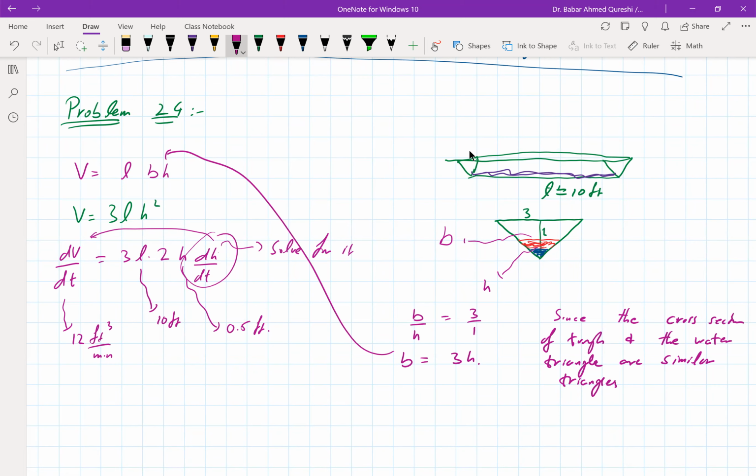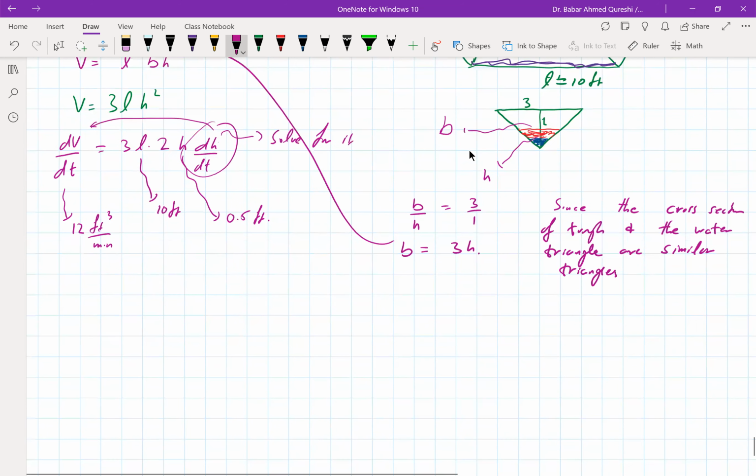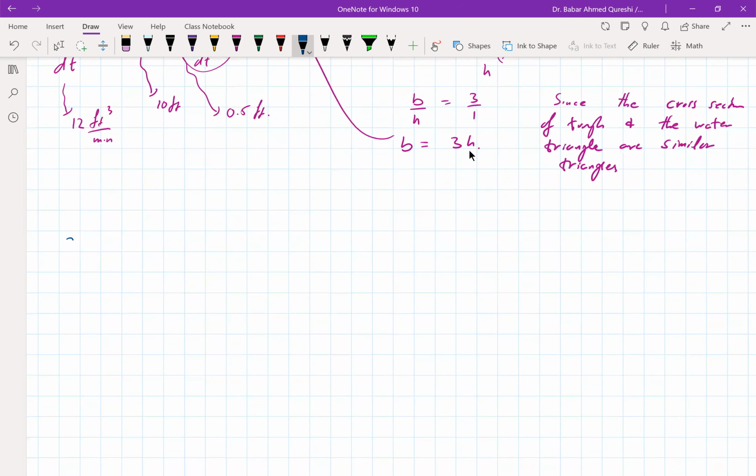So a slightly difficult one is the next one, 25. A water trough is 10 meter long and has a cross section. So again, this is some kind of a trough. There's a certain length, 10 meter. Is this the cross section which I'm looking at?